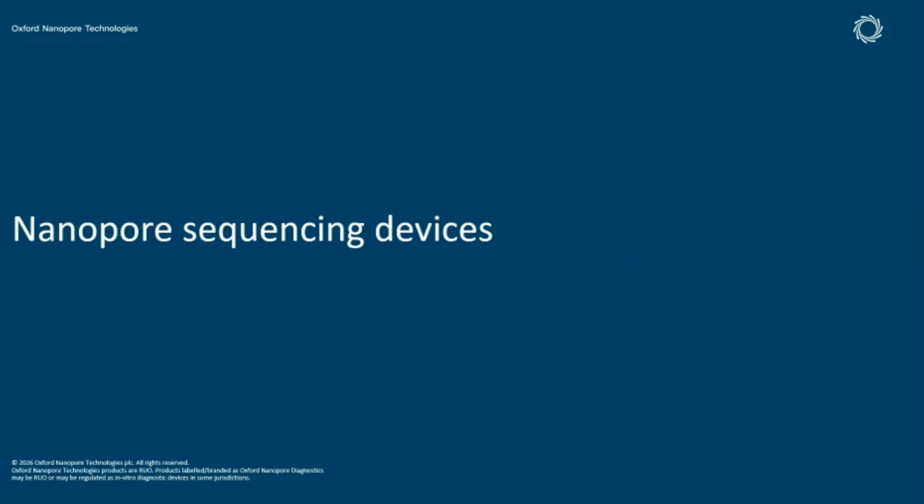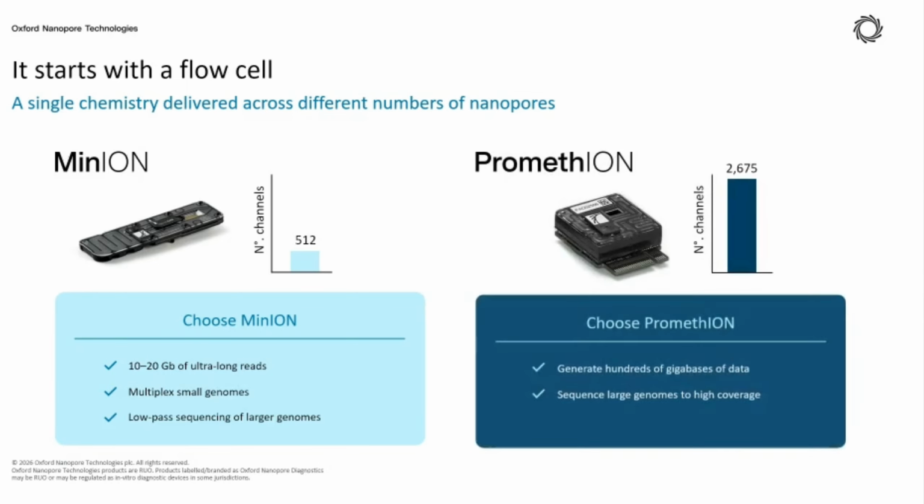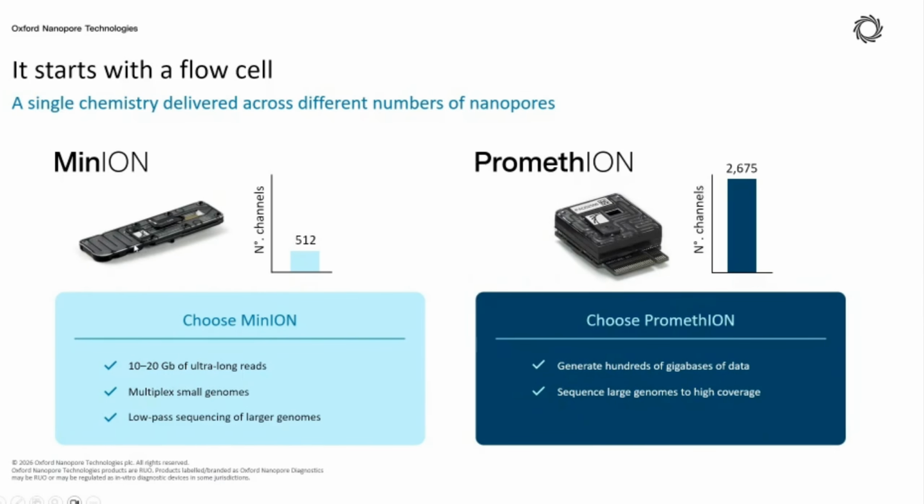So, the sequencing device. Basically we have two different flow cells depending on the data throughput that is required. For human whole genome sequencing, normally we will be using the ion flow cell, which is on the right side of the slide. This one can provide 100 GB to 200 GB of data per sequencing run, compared to the main ion, which only provides around 10 to 20 GB of data per sequencing run.